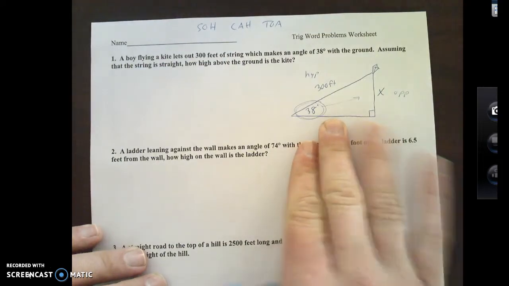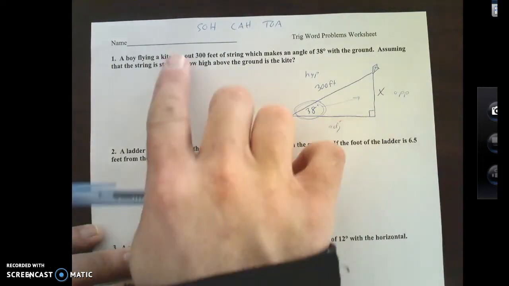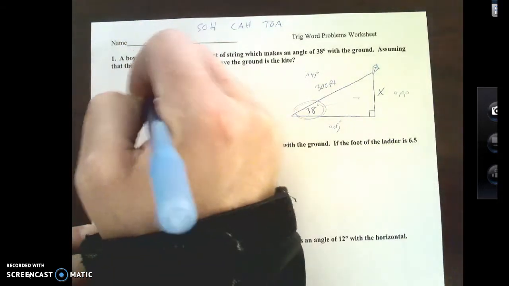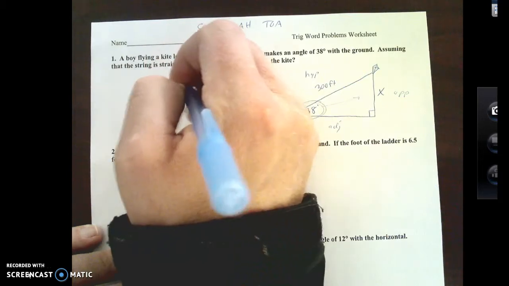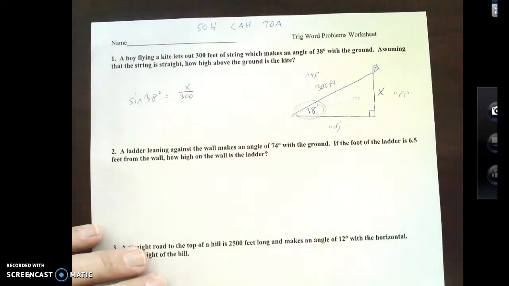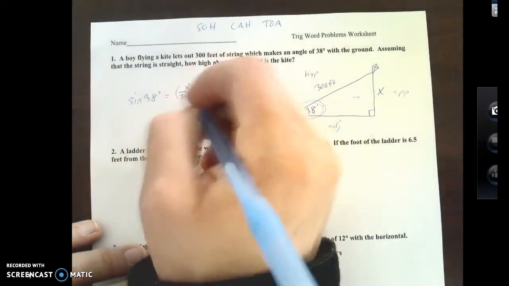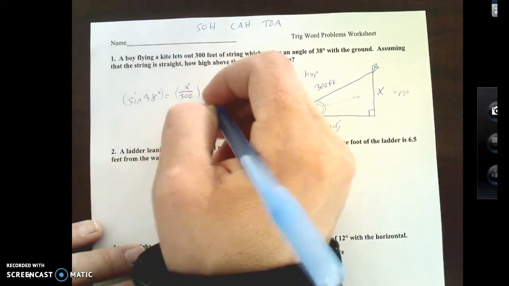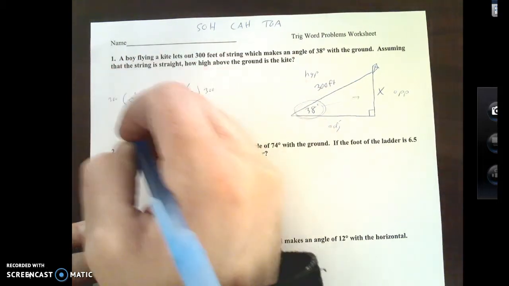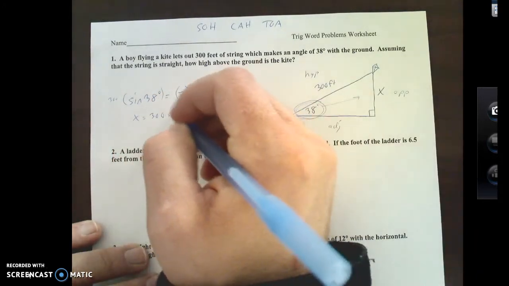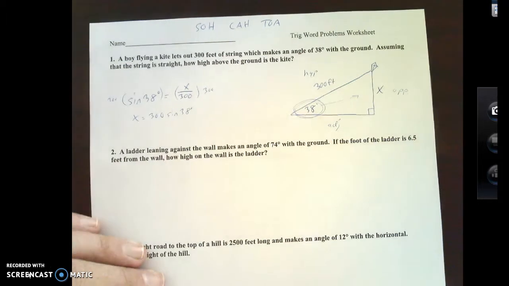What trig ratio, so, TOA, uses O and H? So I look up here, O and H would be SOH. So we're saying sine of 38 degrees equals x over 300. Very good. Now, I want to get x by itself, so I can multiply both sides by 300. So x equals 300 times sine 38 degrees.